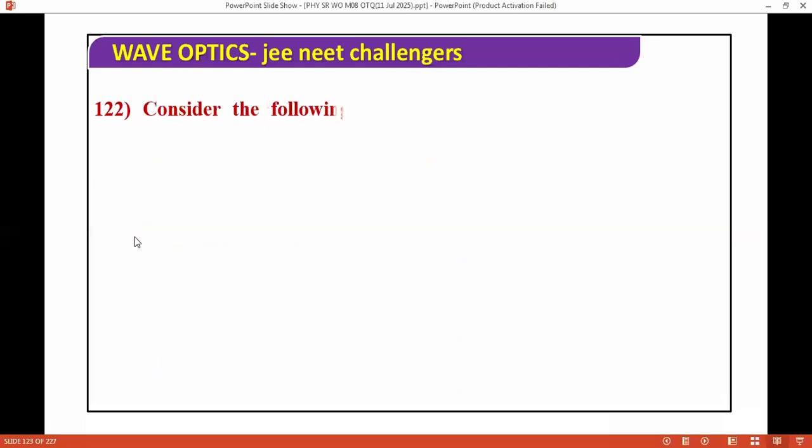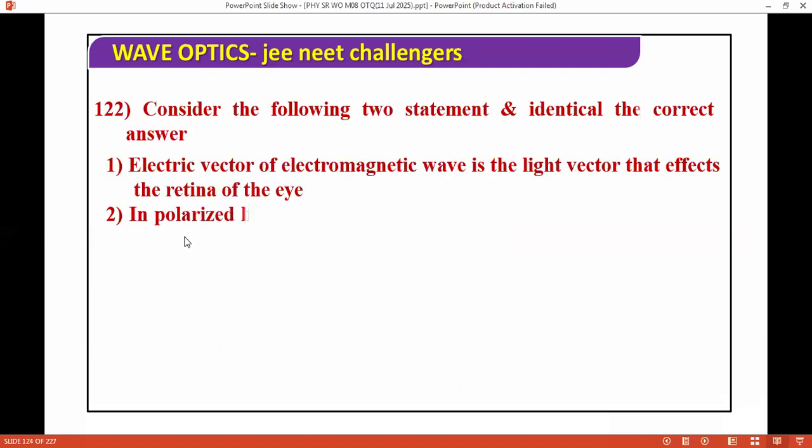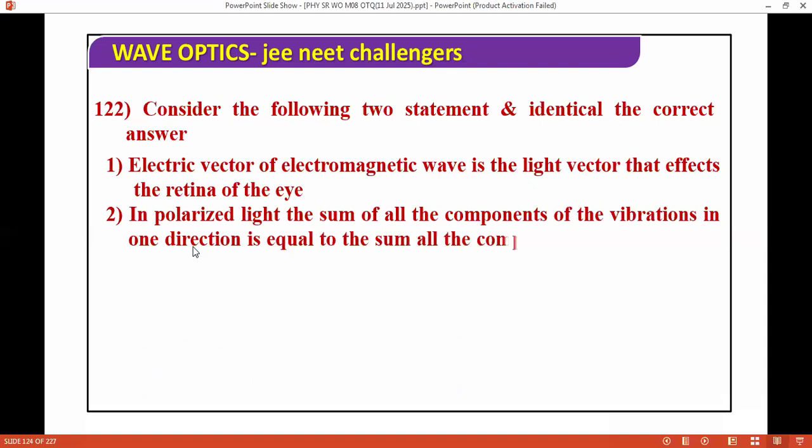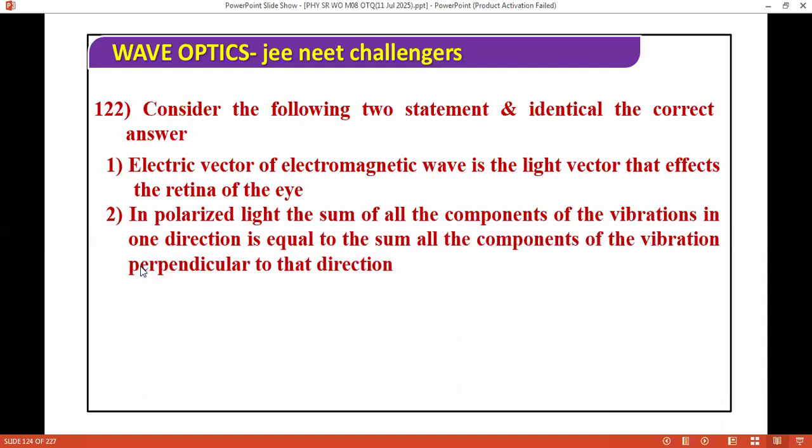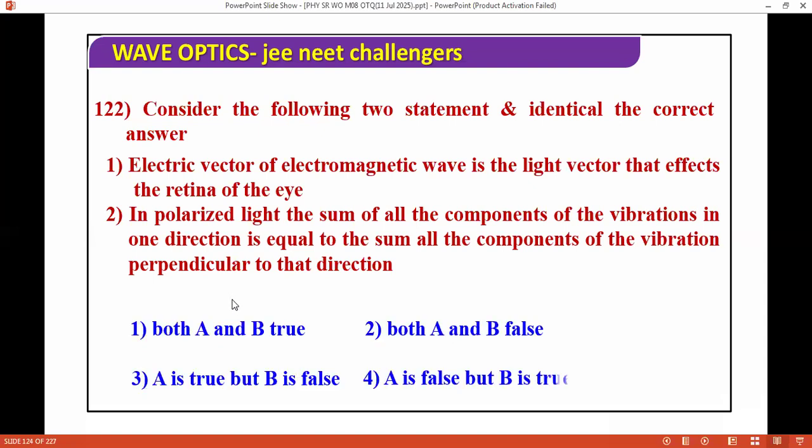So the question: we have considered the following two statements. A: the electric vector of an electromagnetic wave is the light wave that affects the retina of the eye. B: in polarized light, the sum of the components of the vibration in one direction is equal to the sum of all the components of vibration perpendicular to that direction. The options are: both A and B true, both A and B false, A is true and B is false. So the correct answer is A true, B false.